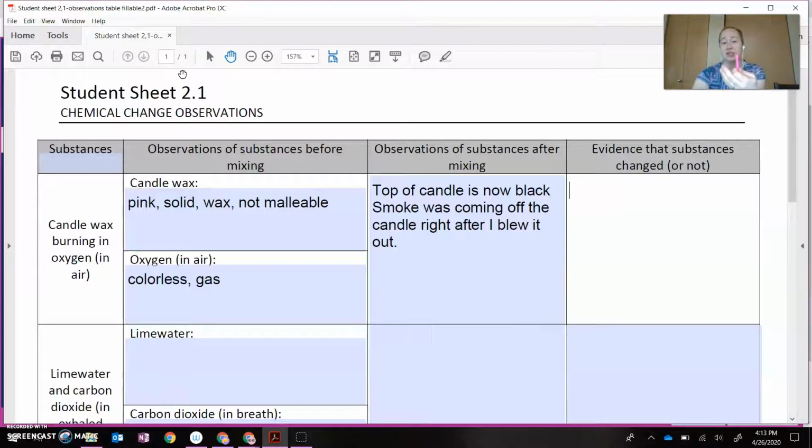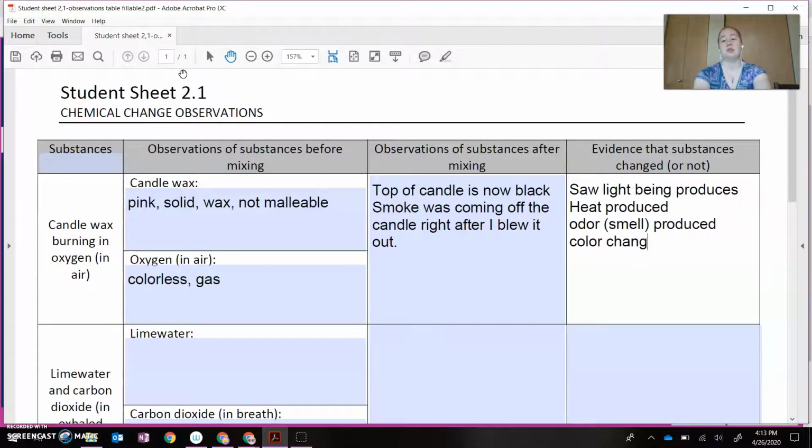So evidence that this has changed are the things that we observed while it was burning. We saw light being produced, okay? We had heat being produced, okay? So the candle was hot. We had an odor, which is a smell, was produced. And we had a color change. It went from an all pink candle to pink candle with a little bit of black at the top, okay? So that's the process. Observe before, observe after, and then what are some pieces of evidence that this is a chemical change, that something happened, okay?